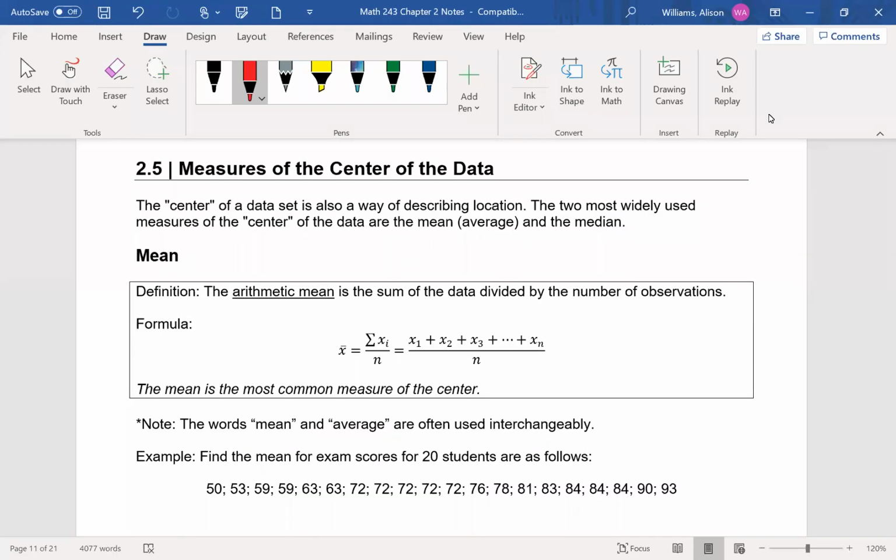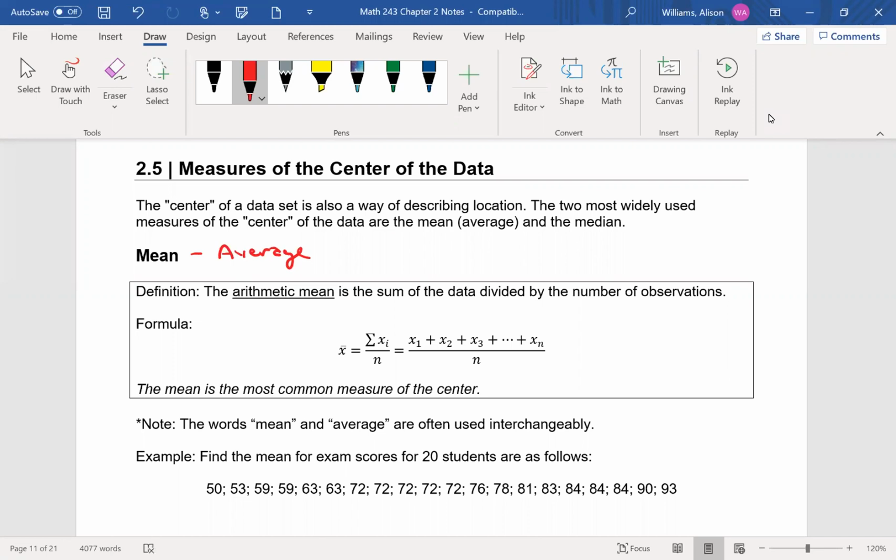In this video, we're going to look at measures of center. So we have different ways that we look at where the center of the data is. And the most common way, the one that most people think of, is mean. And when we say mean, a lot of people think average. It is the most common type of center we look at.